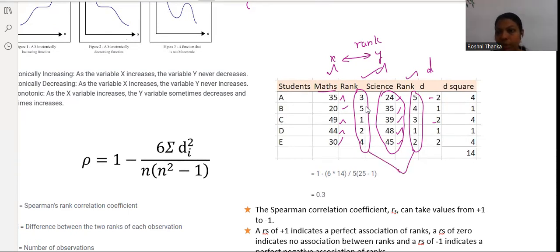Then we want to find this d square. Okay, d square means the square of this. So 2 into 2 is 4, 1 into 1 is 1, 2 into 2 is 4, 1 into 1 is 1, 2 into 2 is 4. So then the sum of all this, you will get 14.